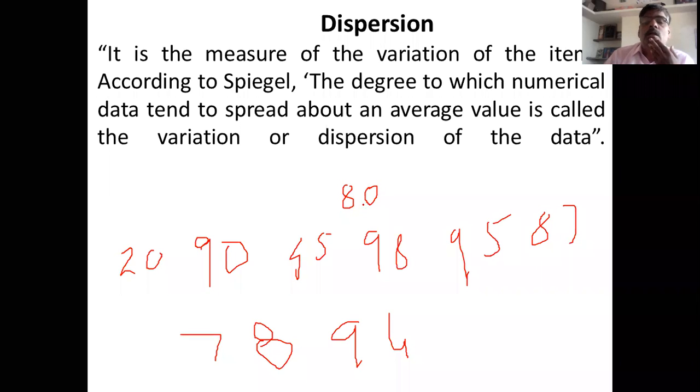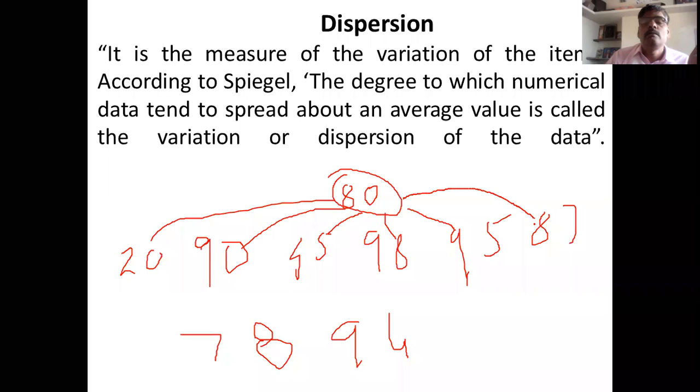Remember this. Then how far are these 7 values dispersed from this average? You see, the first value is 60 points far away from the average, that is 20. And this is 10 difference, this is 35 difference, this is 18 difference, this is 15 difference, and this is 7 difference, and this is only 2 difference, and this is 14 difference. Okay, the difference is like this.